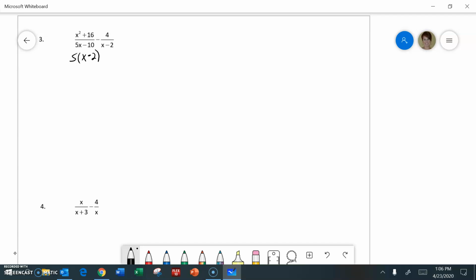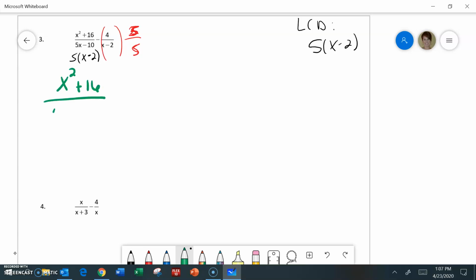So that means we don't have to multiply anything by this first fraction because our least common denominator looks like it's going to be 5 times x minus 2. Well, we already have a factor of x minus 2 in the fraction on the right. So what we're going to do is multiply this fraction times 5 over 5. So what that gives us is x squared plus 16 all over 5 times the quantity of x minus 2, minus 4 times 5 is 20, and then that gives us 5 times x minus 2.